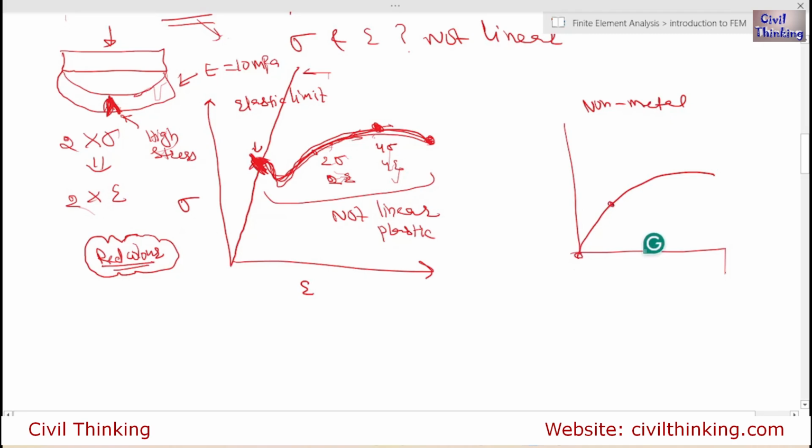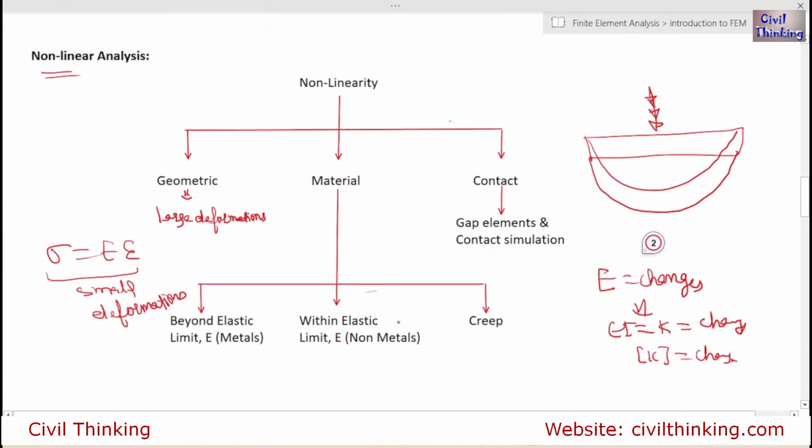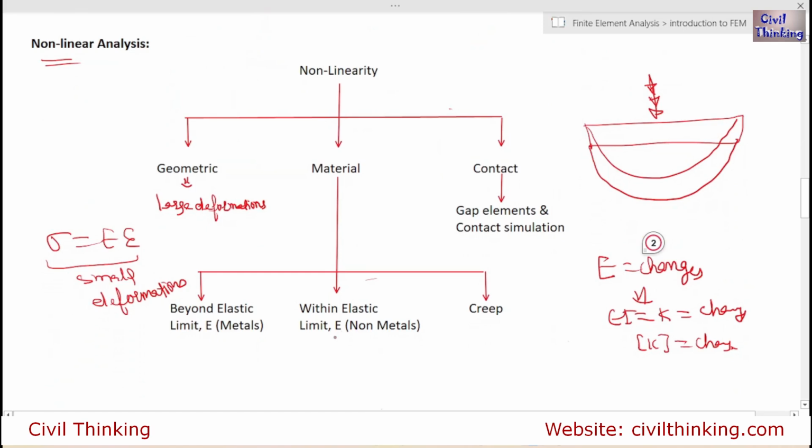For example, this is the elastic limit. Even before the elastic limit, this is not a straight line, this is a curve. So even before the elastic limit, the stress strain or force displacement curves are not linear in case of non-metals. So when we have non-metal analysis, even within the elastic limit, keep in mind that it is a non-linear analysis.